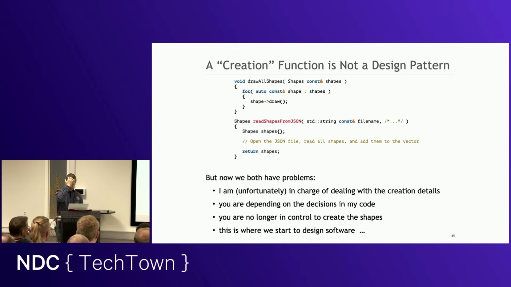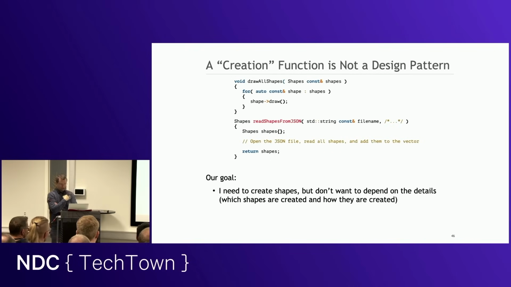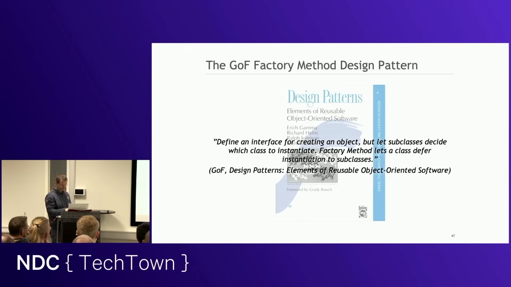However, let's start to communicate. Let's start to design that. So our goal is that I can create shapes when I need them, but I definitely don't want to depend on all the details. That's your problem. And you actually want to depend on the details, but you might not be so much concerned with when and how to draw them. All right. So this is where the factory method design pattern enters the game.